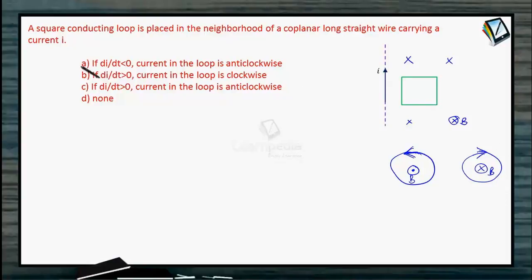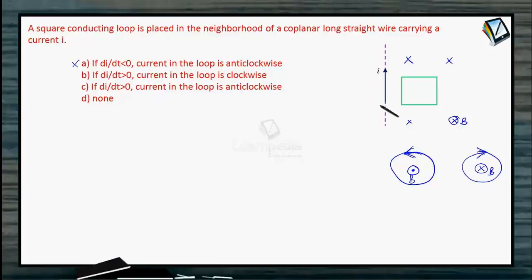So option A is wrong, because when the current is decreasing, the magnetic field is decreasing, then the field created because of this wire should be in the same direction as the external field, so that it may oppose the decrease of the field. Same direction means inward, inward means clockwise current, but it is anti-clockwise here, so the option is wrong. If di by dt is greater than 0, then the current in the loop is clockwise.